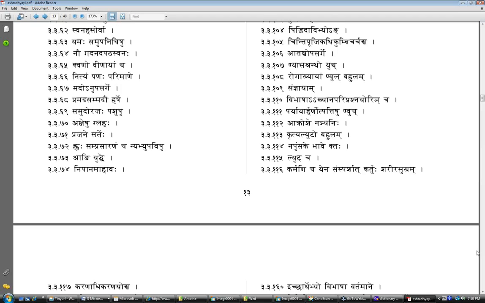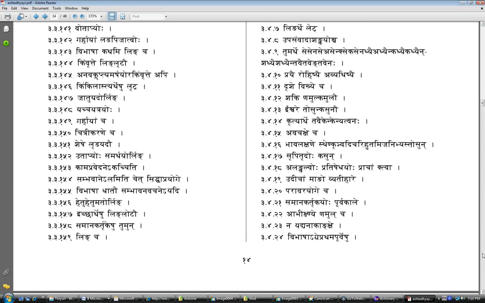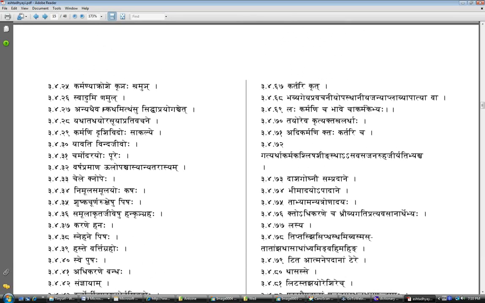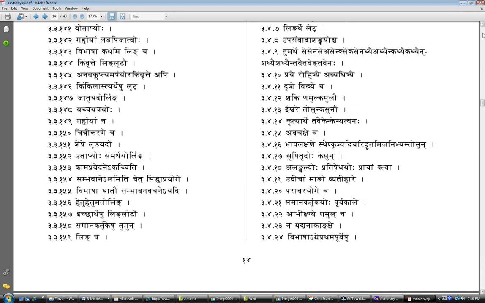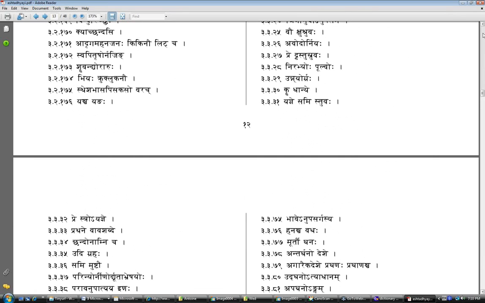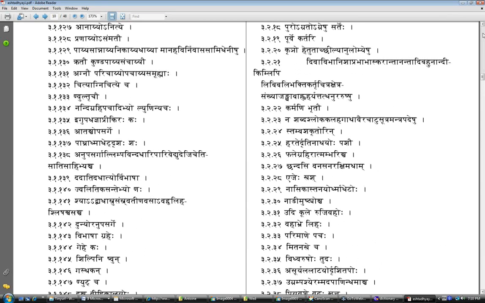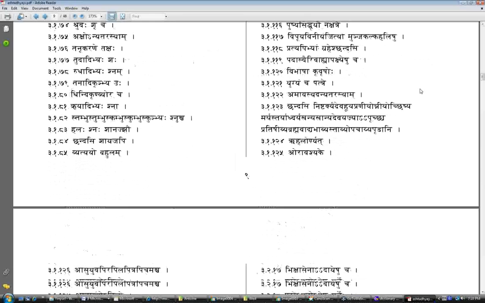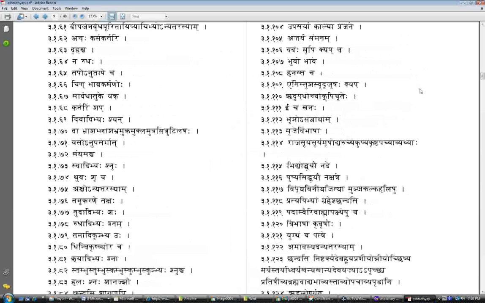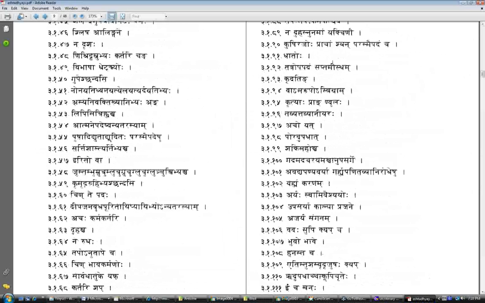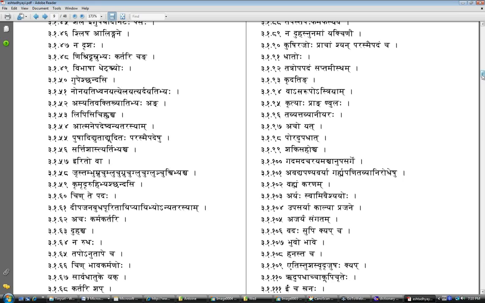One more sutra I want to point out quickly is the very default sutra of Panini, kartari krit, 3.4.67. So any krit pratyaya. And where do krit pratyayas start? They start from 3.1.93, krit, and go all the way to the end of the third adhyaya, towards the end of which we have the lasya adhikara. Krit pratyayas mean what we call in English participles. By default, by 3.4.67, they come in the active sense, kartari krit.